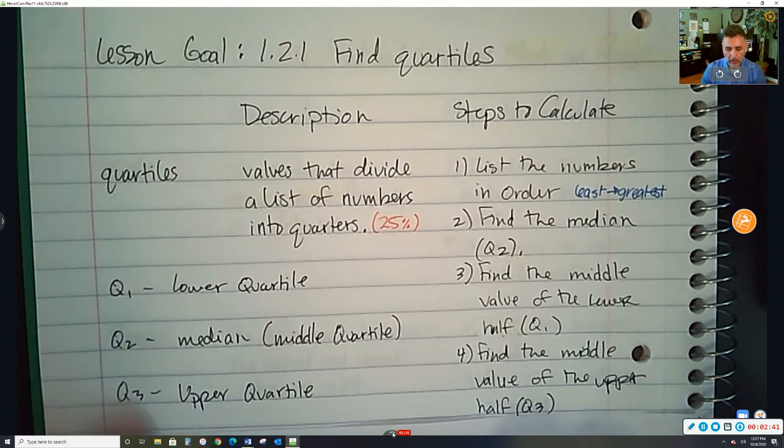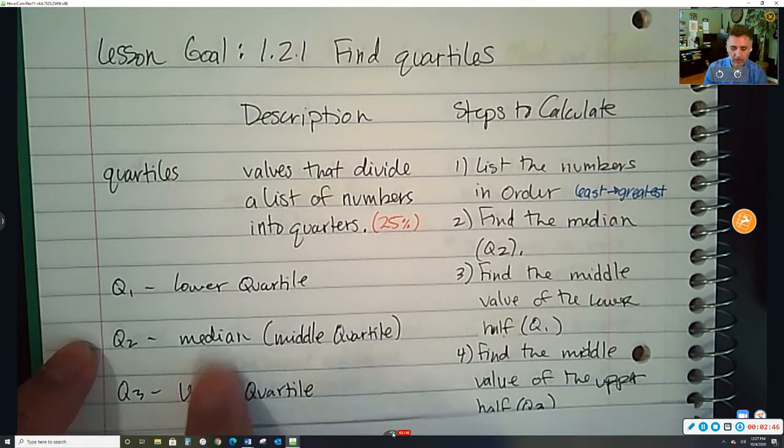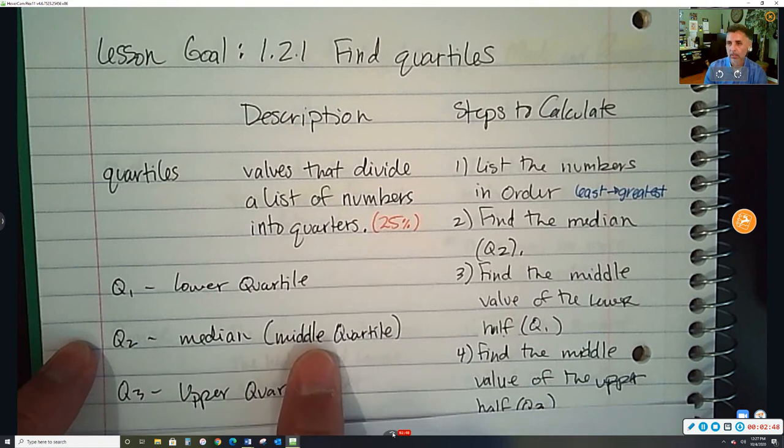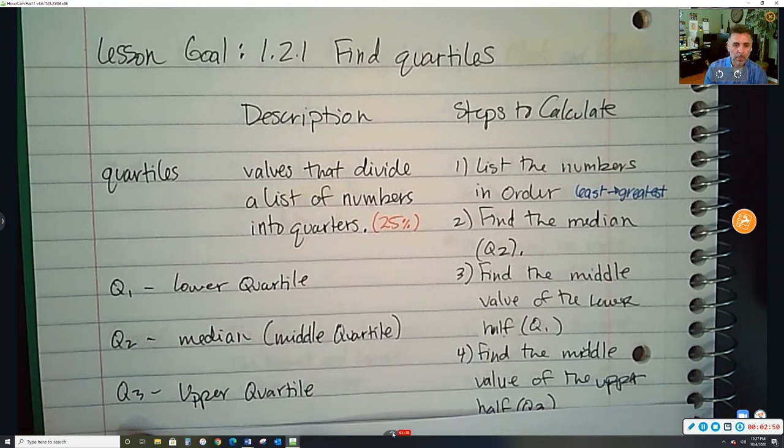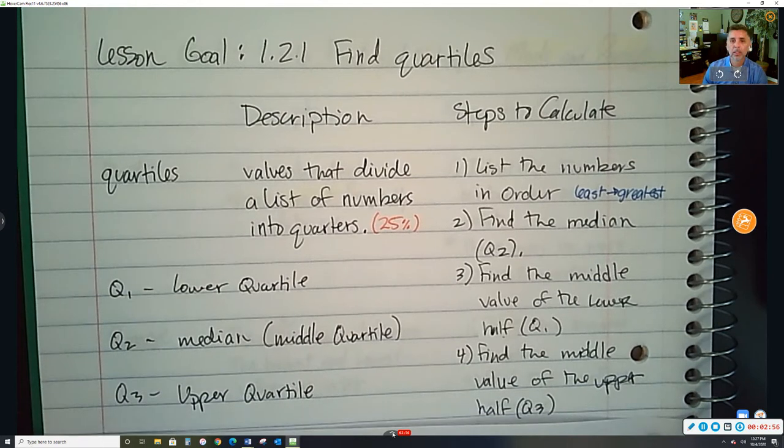And real quick, again, quartile 1 is the lower quartile, quartile 2 is the median, or they also call it the middle quartile, quartile 3 is the upper quartile, okay? If you need time right now, pause this, and I'm going to move on to the examples.